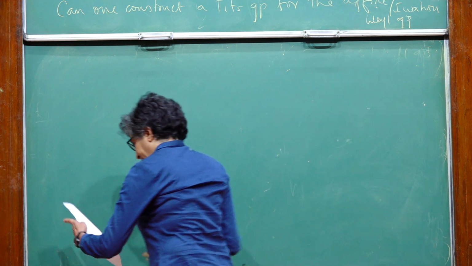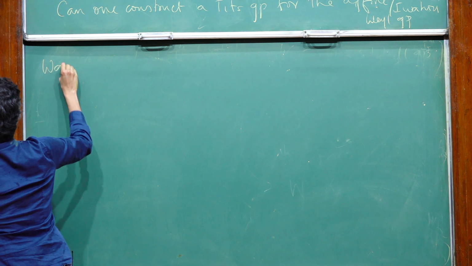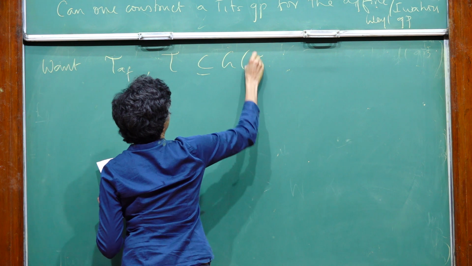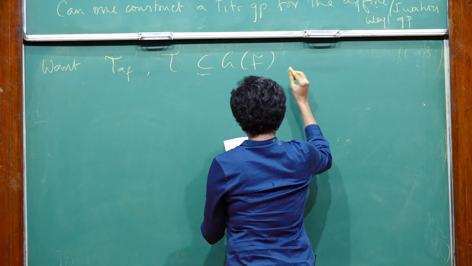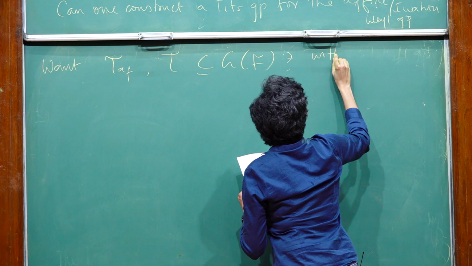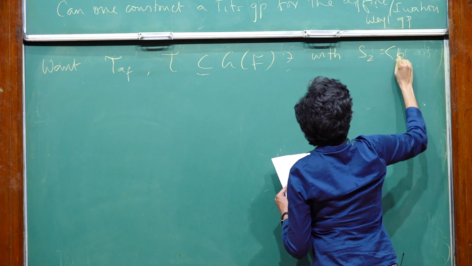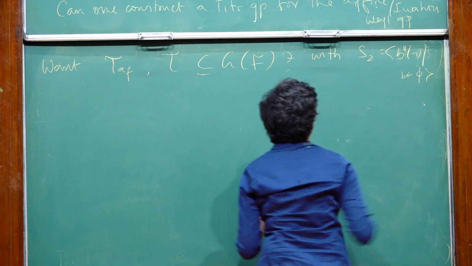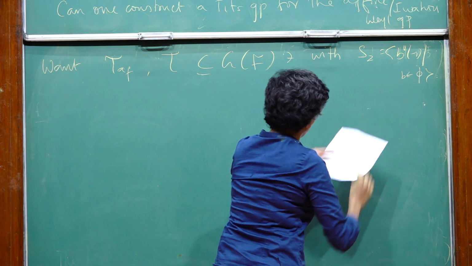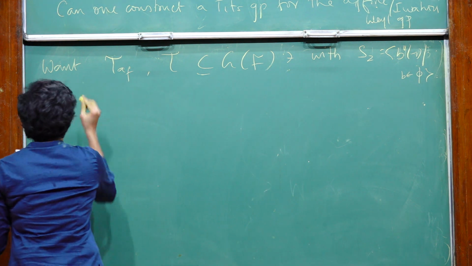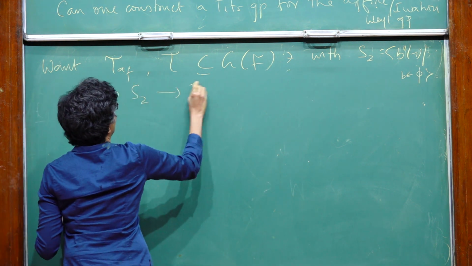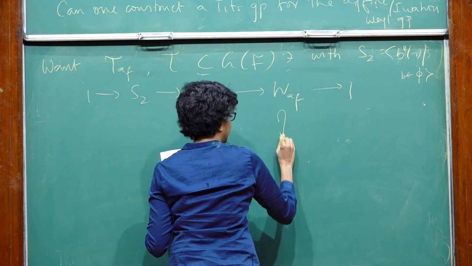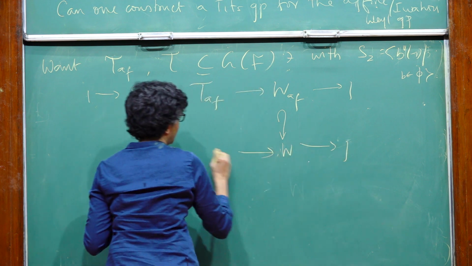So what one means here is that we want groups, Tits groups T affine and T sitting inside G of F, such that with S2 to be B check of -1, B in phi. This is now the relative root system. I'm not saying it precisely. So 1, S2 goes to T affine, goes to W affine, goes to 1, and then this embeds into the Iwahori-Weyl group.